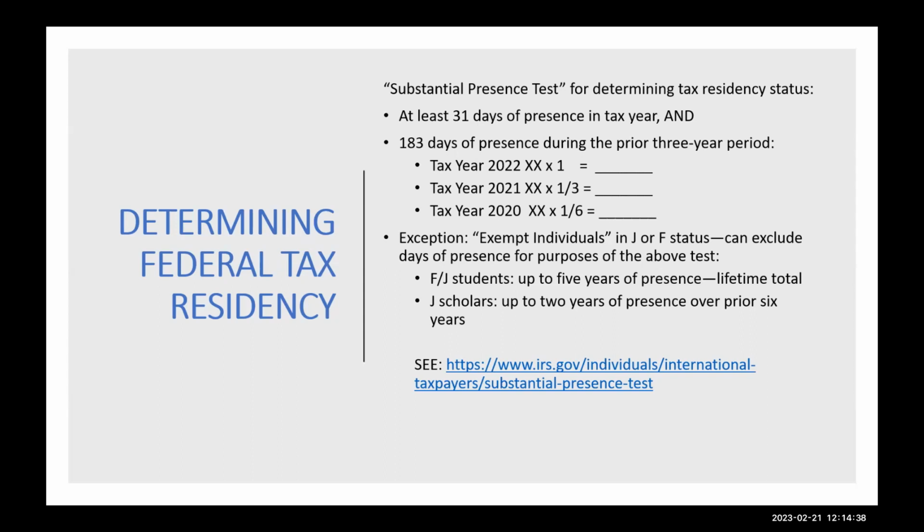F and J students, it's a 5 years total lifetime maximum. So if you were a student many years ago and spent 5 years back then in F or J status, and now you're back again, those 5 years count. For J scholars, it's just a 6-year look back period. Once you finish 6 years, everything drops off prior to those 6 years. So it's kind of complicated. We'll look a little more closely at it.